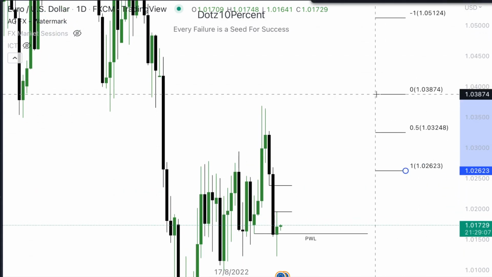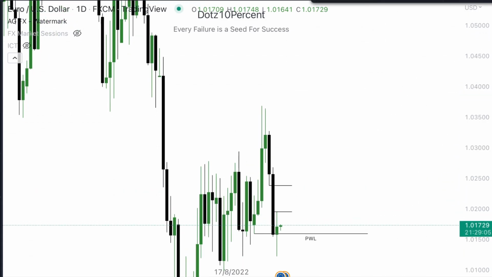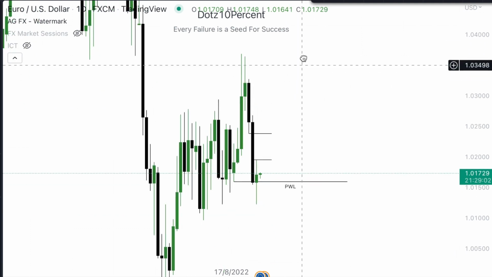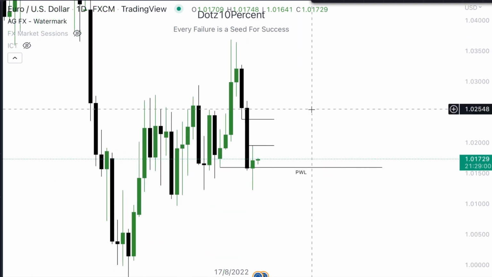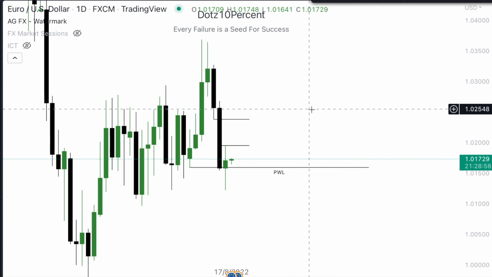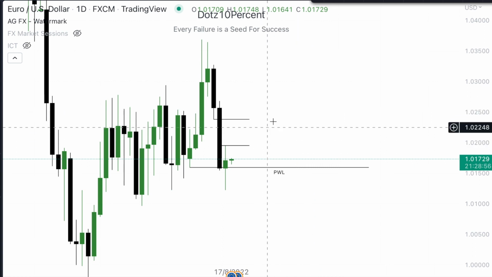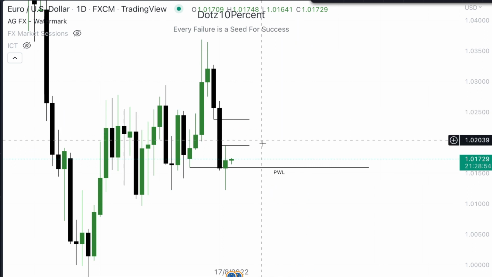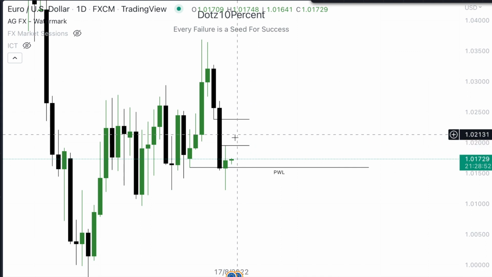I'll explain to you guys what the ADR is, right? Average daily range. So now, what is the obvious draw on liquidity? Of course, I've mentioned this imbalance. So I think price will draw to this. The previous daily high will be taken out.